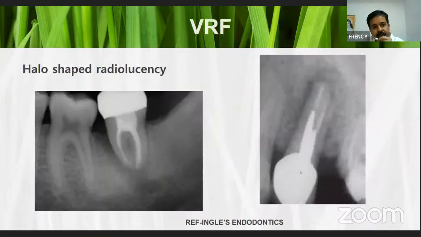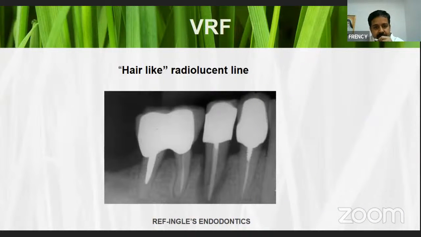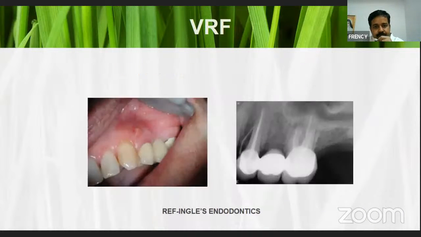Then a J-shaped or halo-shaped radiolucency is a typical finding. That is a combination of periapical and periradicular lateral radiolucency. Then in some cases, you can see a hair-like radiolucent line. This is also a vertical root fracture. Then a sinus opening with isolated lateral lesions may also be a vertical root fracture, or it may be a missed lateral canal.